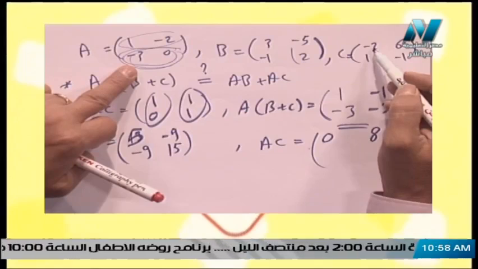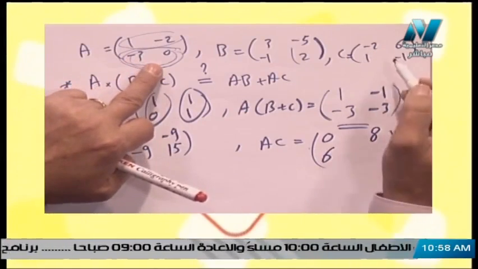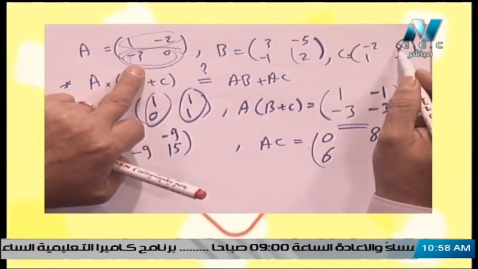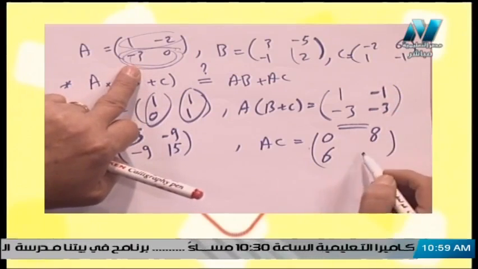Negative 3 times negative 2 equals 6, plus 0 equals 6. And this row by this column. Negative 3 times 6 equals negative 18, plus 0 equals negative 18.